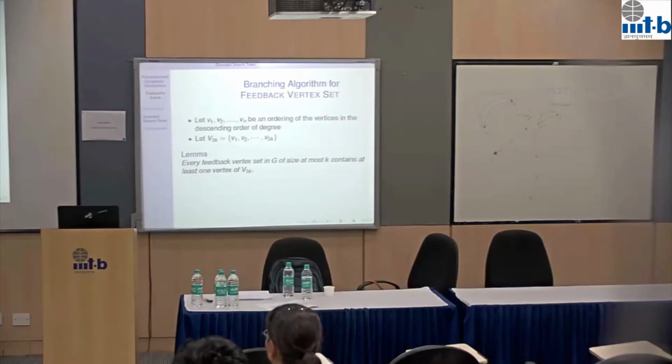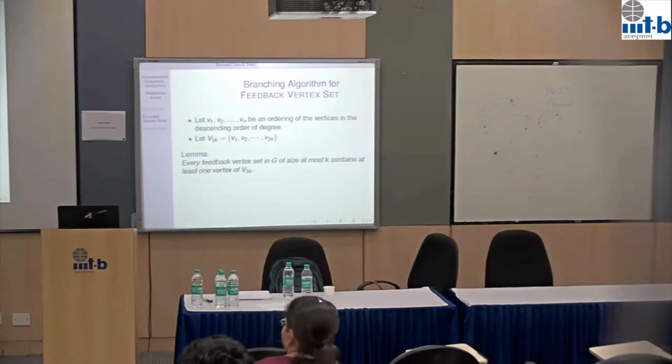We got some more information about the solution. We know that from V1, V2 to V3k, at least one of them is in the FVS, if there exists an FVS. Okay, so you want to branch basically. What do you branch on? Yes. So we know that one of them is in the solution. You branch on each of them, add it to the solution and see what happens.